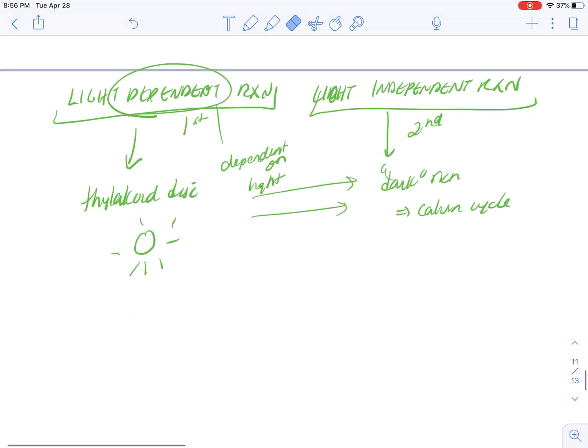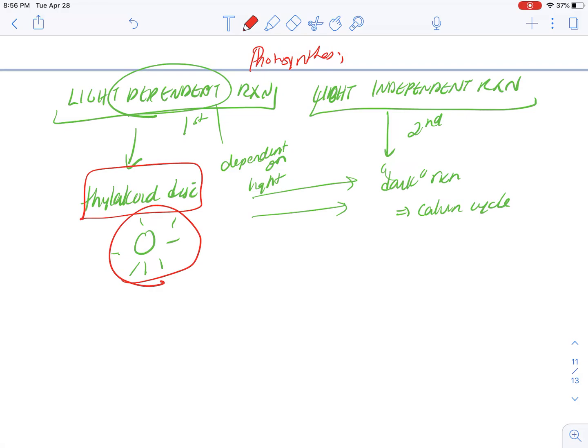Hey guys, so we're now going into the second part of this. I'm going to try to get through this quickly. There's two parts to photosynthesis. So this is photosynthesis, and they are the light-dependent reaction, which means they depend on light or sunlight to work.